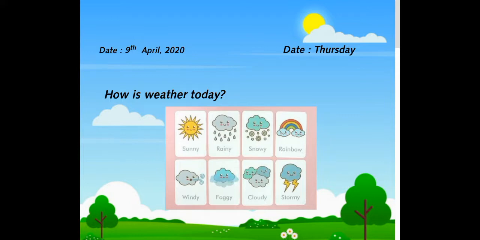This is your maths lesson, and in maths lesson, let's see what we are going to learn today. But before starting my lesson, let me tell you the date and day and today's weather as well. Today is 9th April 2020 and the day is Thursday and the weather is sunny.